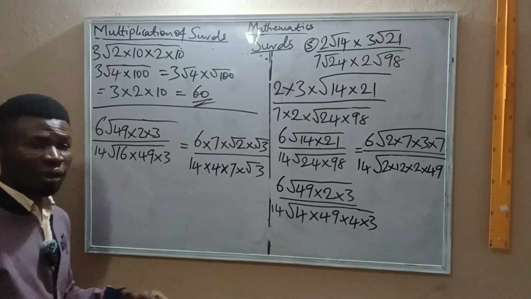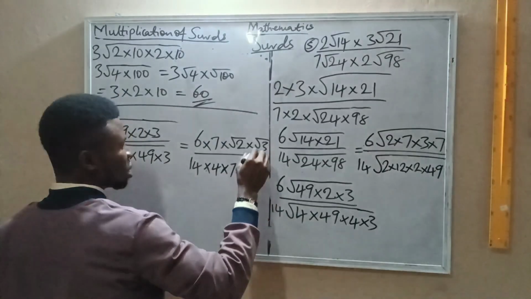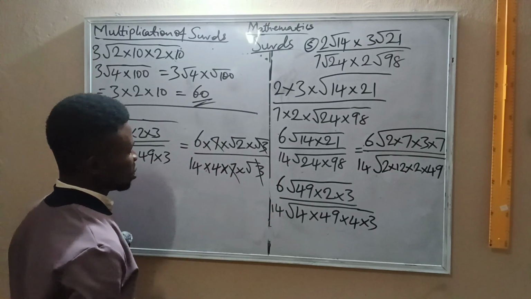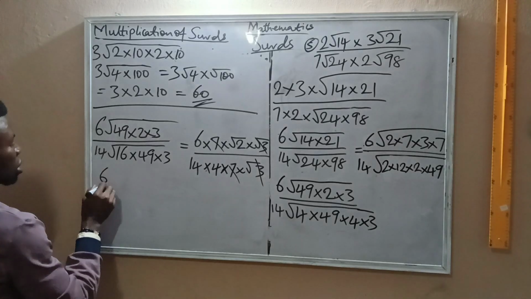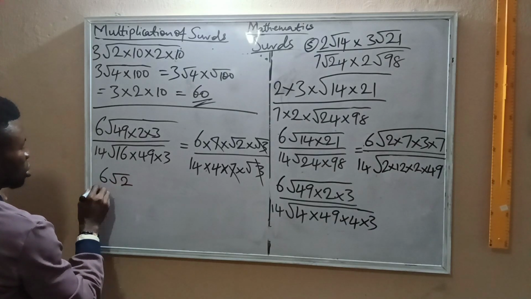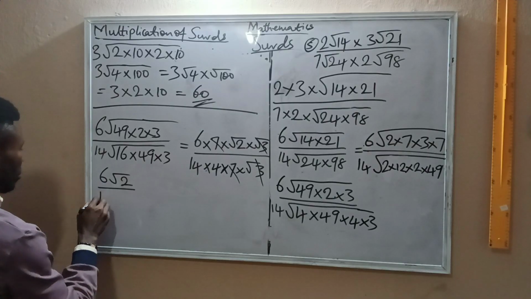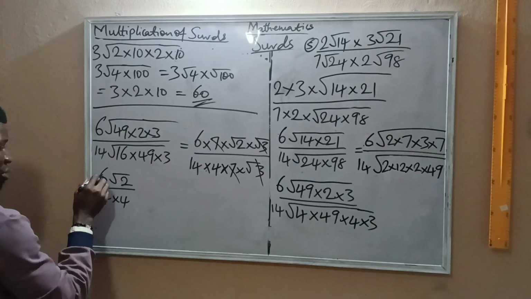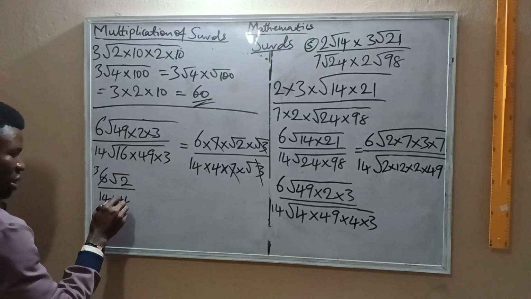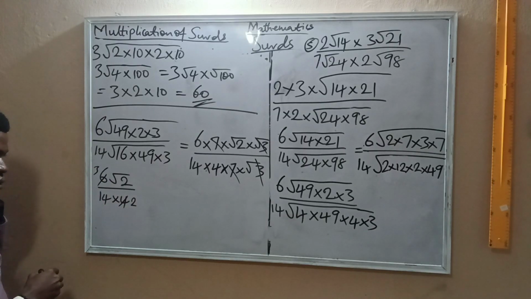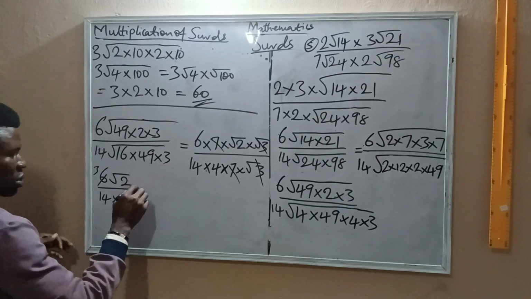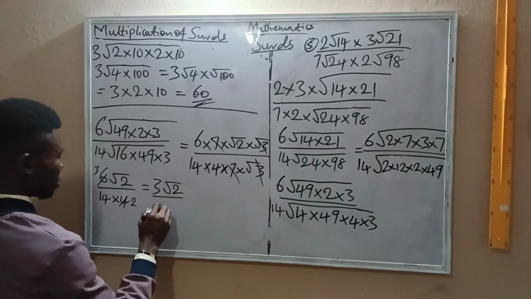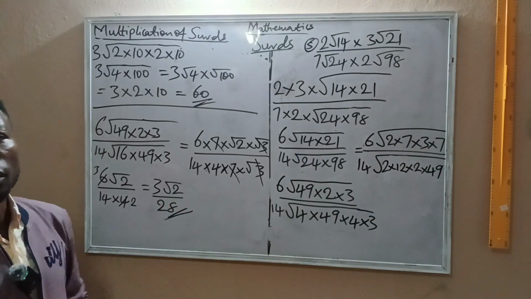Now, if you look at this thing, we can cancel out. Surd 3 cancel surd 3. 7 cancel 7. Okay, we have 6 surd 2 all over 14 times 4. And then we can still use 2 to cancel. If 2 cancel this one, we have 3. If 2 cancel this one, we have 2. Right? So we have 3 surd 2 all over 2 times 14 times 4, that is 28.